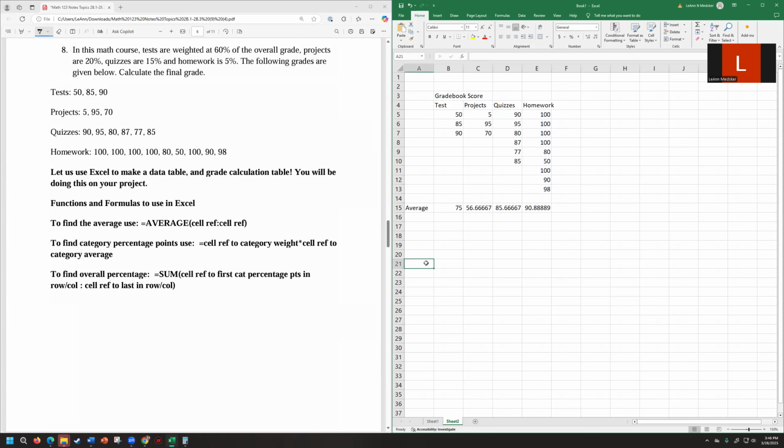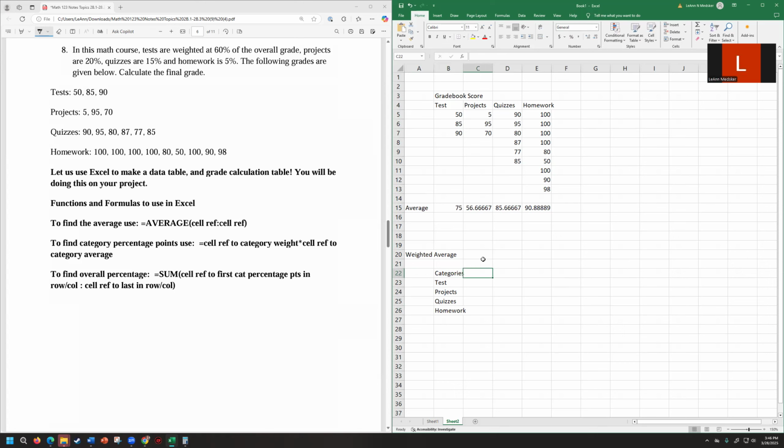So now I'm going to make a separate table just to show you how to do the weighted average. So this part is going to be our weighted average. If you wanted to set one up for your own personal self, not for your project, we're going to have our categories, which were tests, projects, quizzes, and homework.